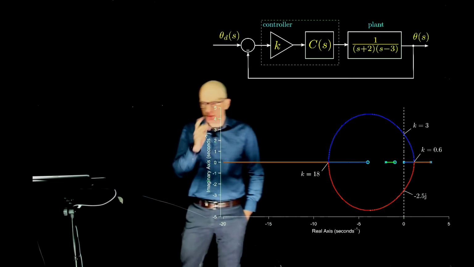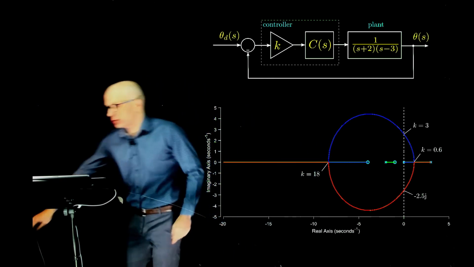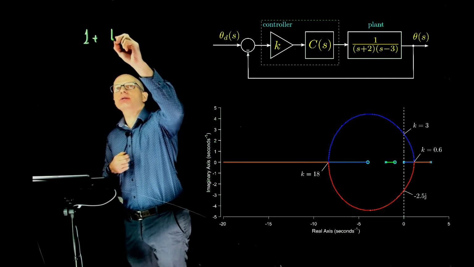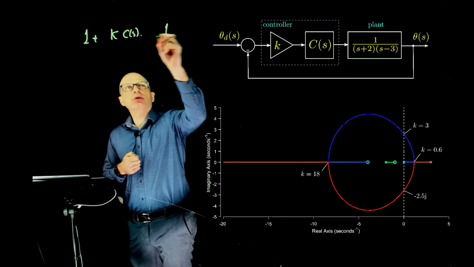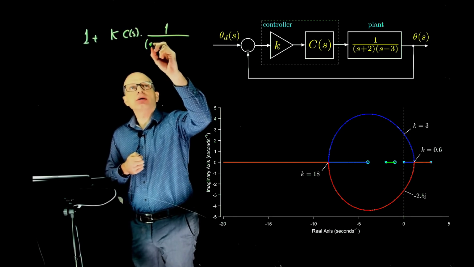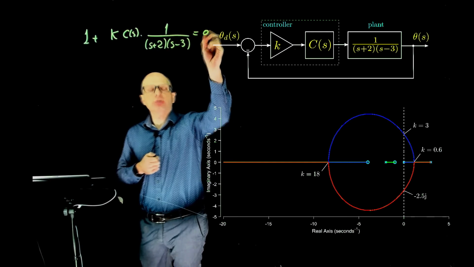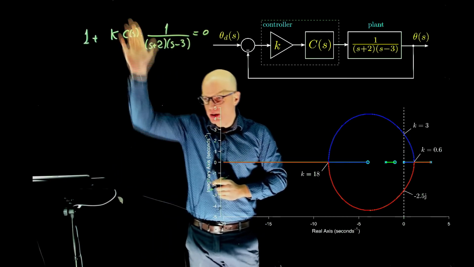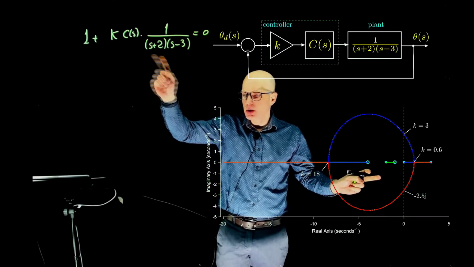Well, if it was just a proportional, let's think about it. If it was just a proportional, let me write it here. So we have the characteristic equation: k times C(s) times 1 over (s+2)(s-3) equals 0. Right? So if it was indeed a proportional, this would just be 1, right? It would just be 1. And we would have in the root locus only 2 poles.